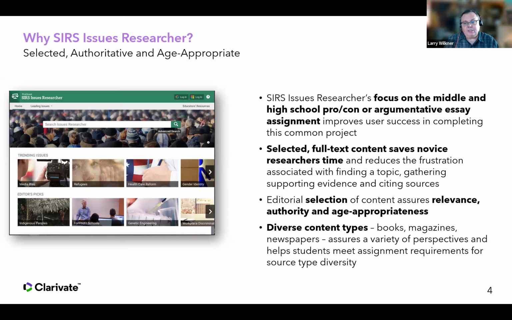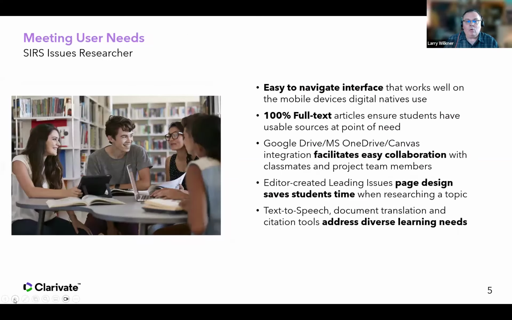Selection also assures that the content will be relevant, authoritative, and age-appropriate. The diverse content types assure a variety of perspectives, and it helps students meet assignment requirements for source type diversity. We all know that frequently students are told that they need to find so many newspaper sources, so many magazine sources, and again, this diversity of content can help support that requirement.